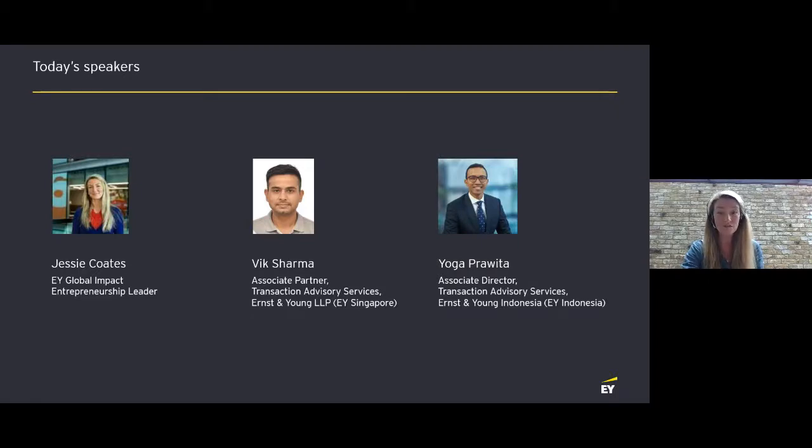He's also been active in the startup space and has worked with several entrepreneurs on their financial models and business plans. Yoga Prawita is an associate director in our M&A advisory team based in Indonesia, with a focus on M&A deals, strategy, and commercial due diligence across the ASEAN region. Yoga has more than 12 years of consulting and corporate finance experience, with 9 years in London and Amsterdam, and he's also been involved in numerous fundraising processes in the startup and health tech areas in Indonesia.